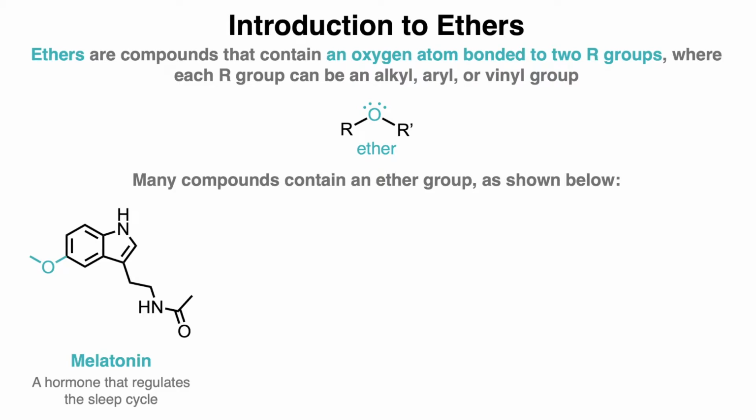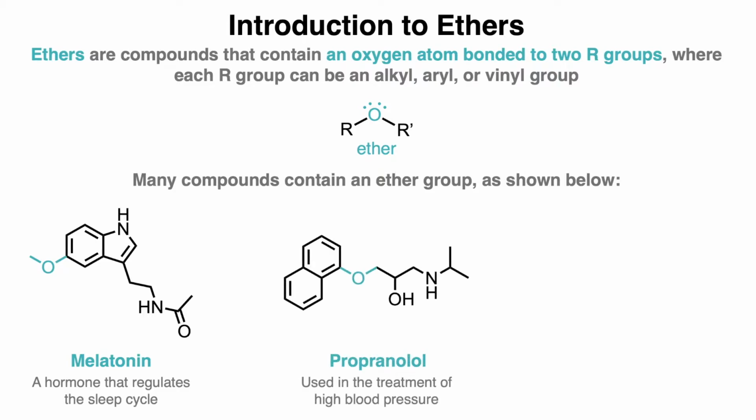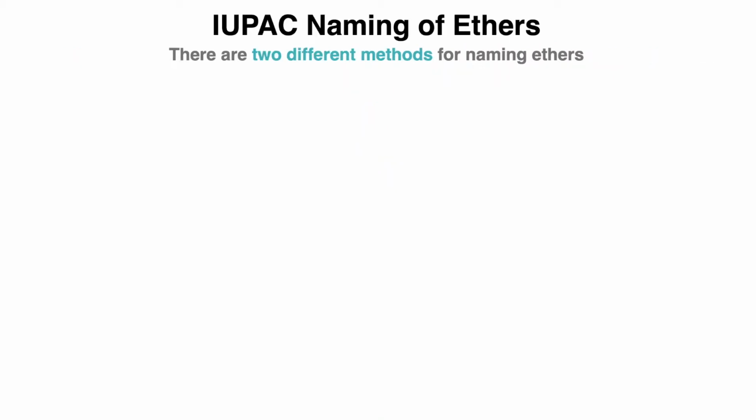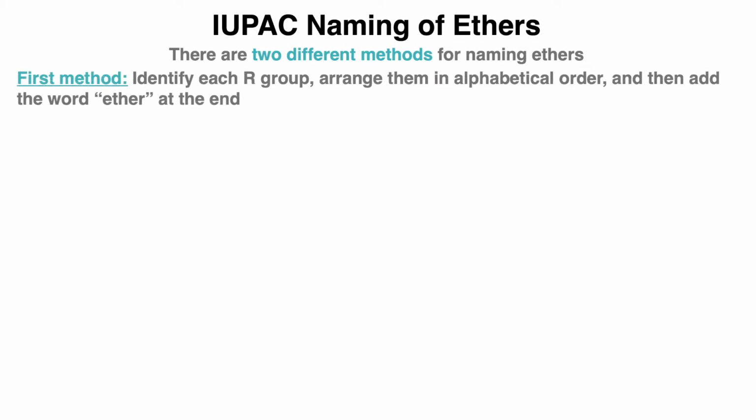Some examples are melatonin, which is a hormone that regulates the sleep cycle, propranolol, which is a medicine that's used to treat high blood pressure, and morphine, which is used to treat severe pain. There are actually two different methods for naming ethers, both of which are equally acceptable.